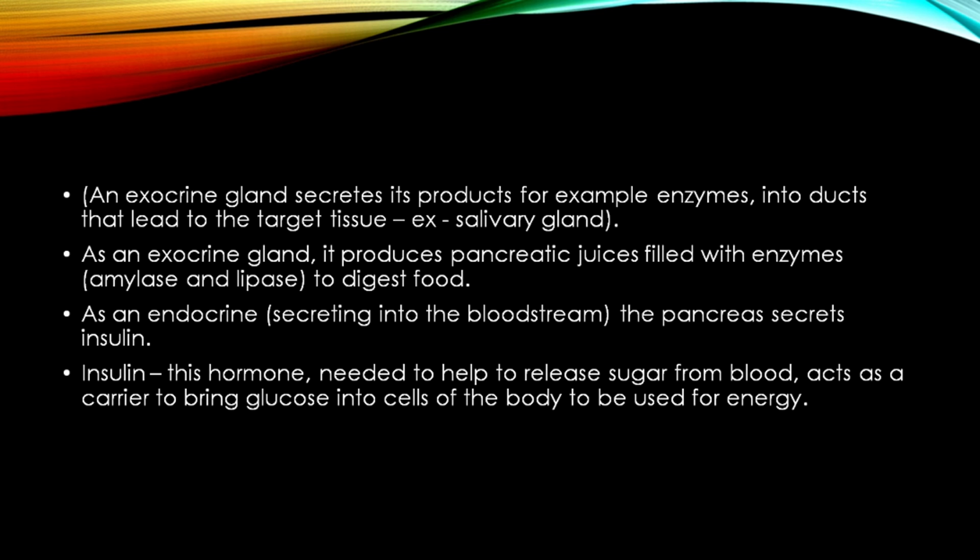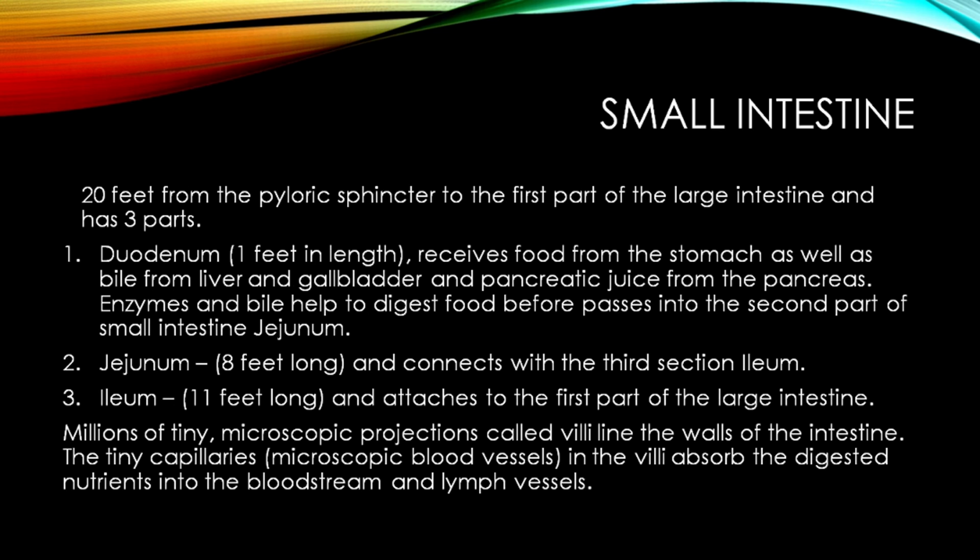As an exocrine gland, it produces pancreatic juice filled with enzymes to digest food. As an endocrine gland, the pancreas secretes insulin. Insulin, this hormone helps to release sugar from blood, and acts as a carrier to bring glucose into cells of the body to be used for energy.